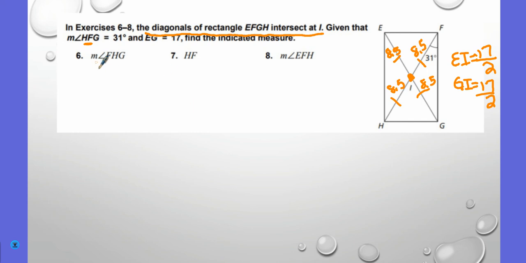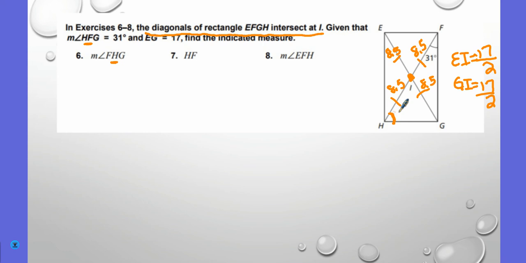So now it says the measure of angle FHG. It wants us to find that. So I'm going to go to H, that's my middle point, and I'm looking for F and G to be around it. So here is H and there is F and G, so my loop needs to open towards F and G. And what is that measure going to be? Well, here's what we do know.